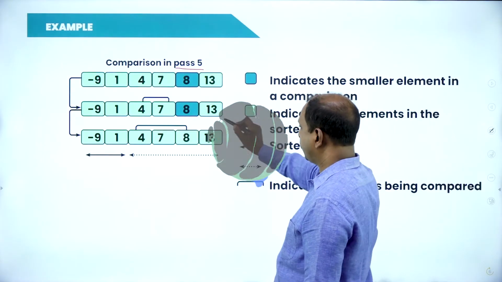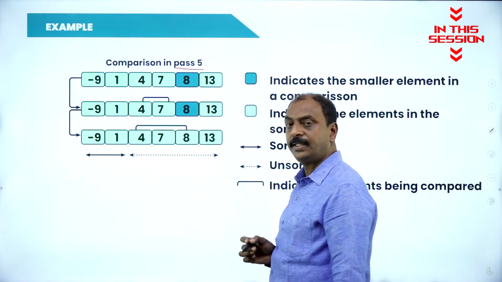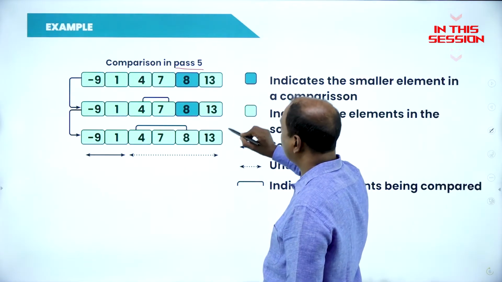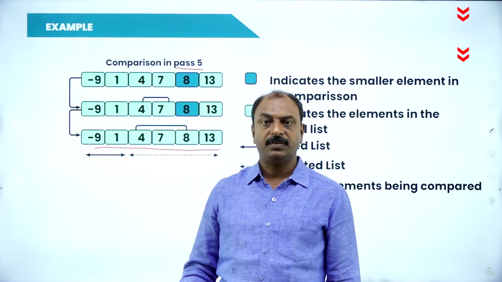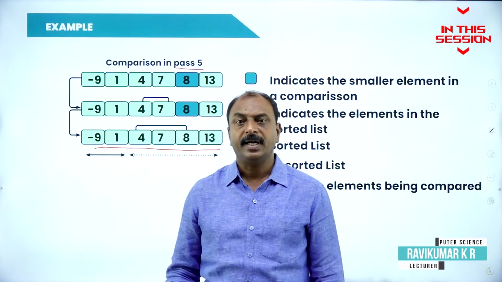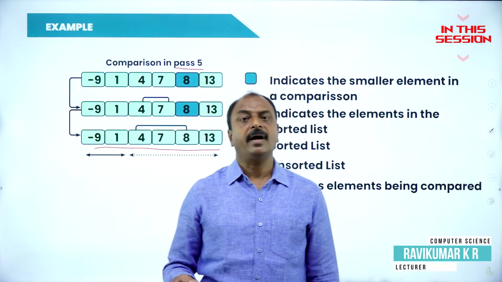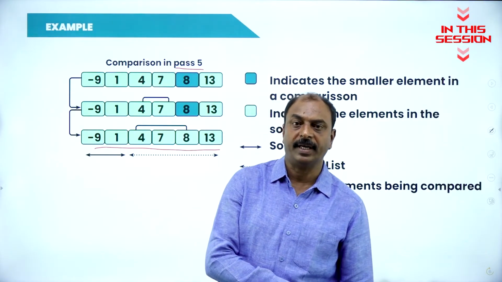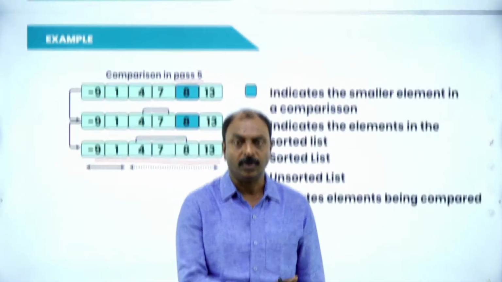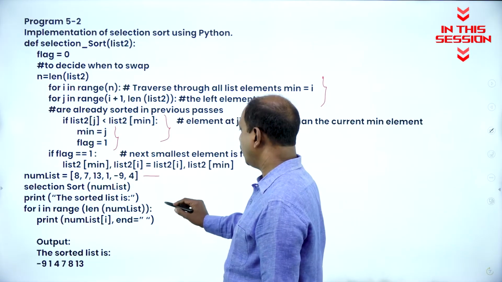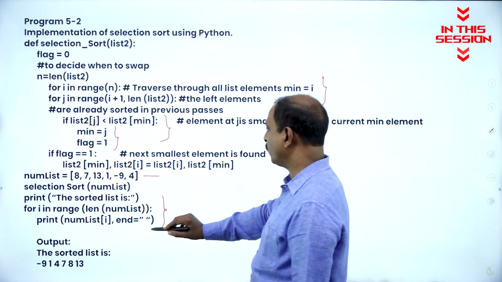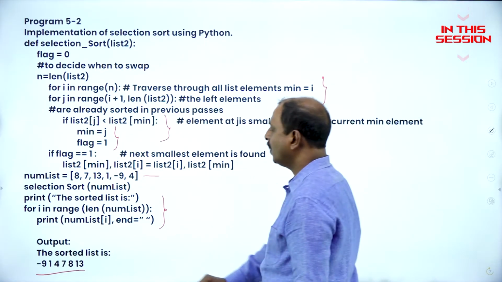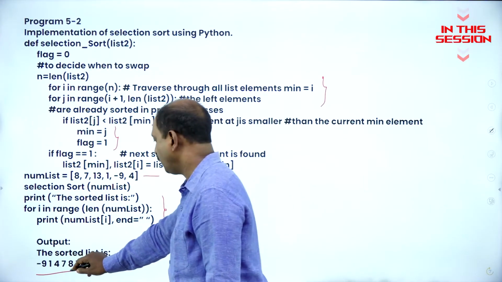So out of 8 and 13, 8 is the smallest element and already it is in its position. You need not swap this here. The first step is we have to find out the smallest element, and the smallest element has to be interchanged with the first element of the given list, or at the index 0. We are calling the function, and with the help of a for loop we are going to print out the final elements, or the sorted elements, in a given list.